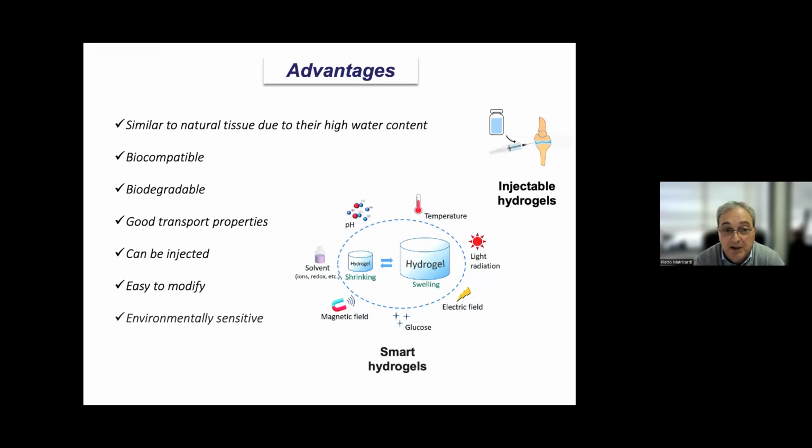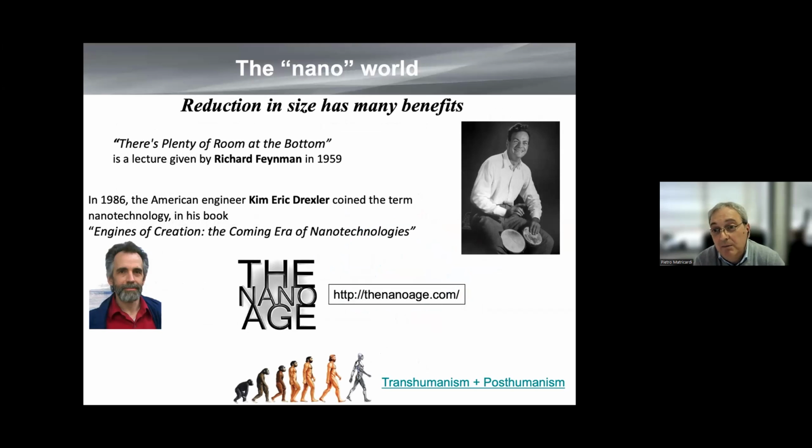What are the advantages of the hydrogel? The advantages are related to the high water content. So you have systems that are very similar to natural tissues. They are generally biocompatible, biodegradable. They have good transport properties and can be injected. And moreover, recently a lot of smart hydrogels have been developed that are sensitive to external stimuli like pH, temperature, solvent, and so on. So hydrogels can be a very useful tool in many fields of application.